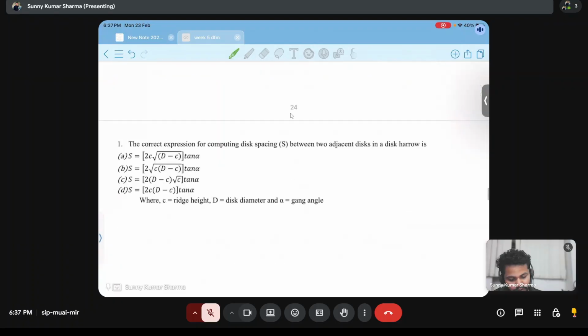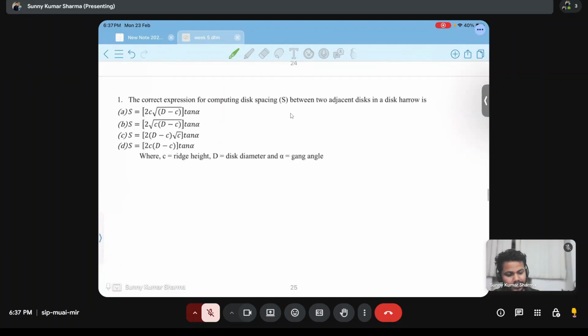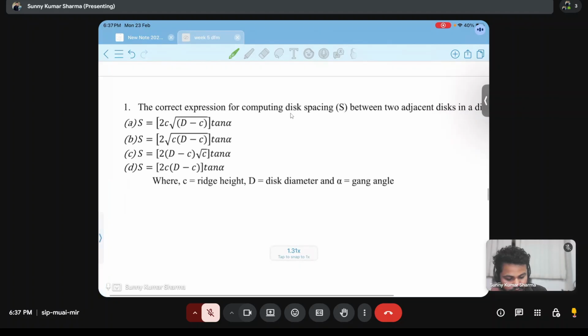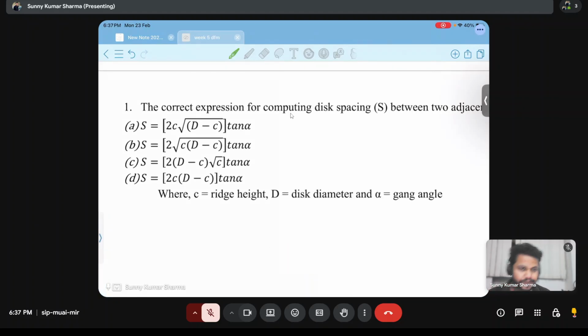So with this we will solve some questions. The first question of week 5 is: the correct expression for computing disk spacing between two adjacent disks in a disk harrow is. So what should be the correct answer?